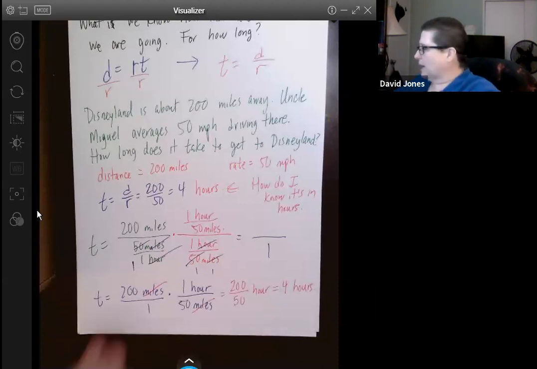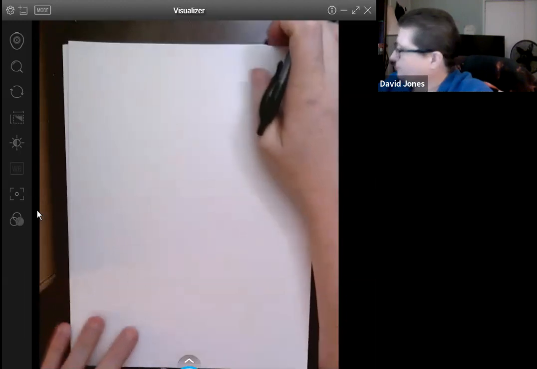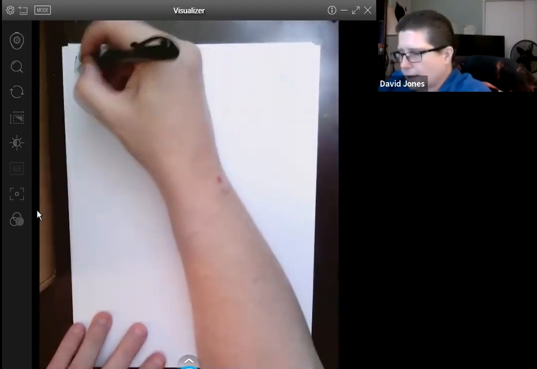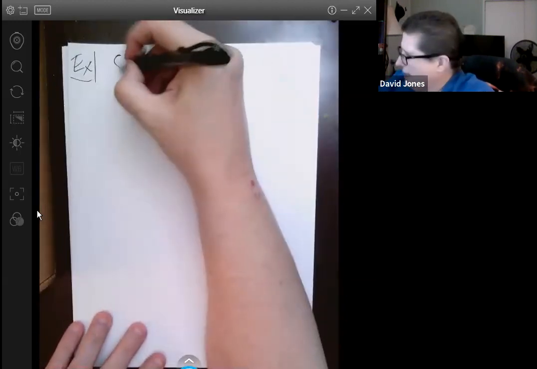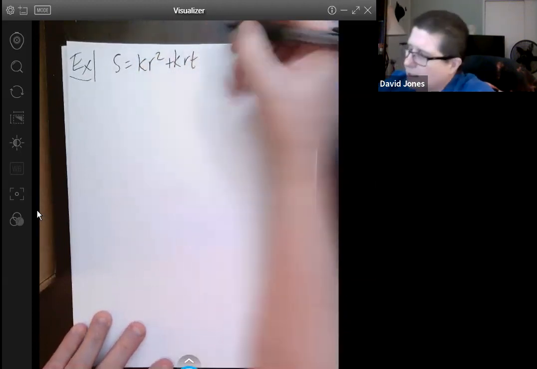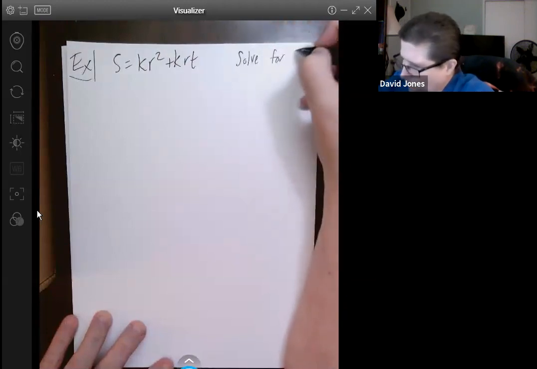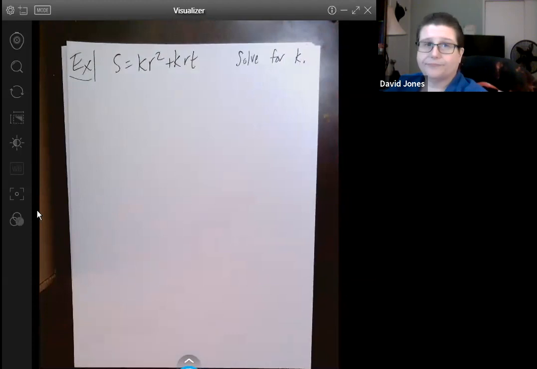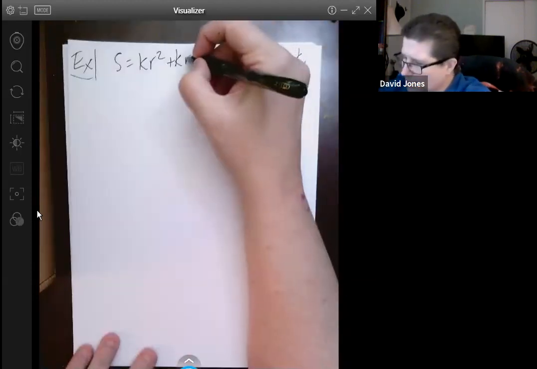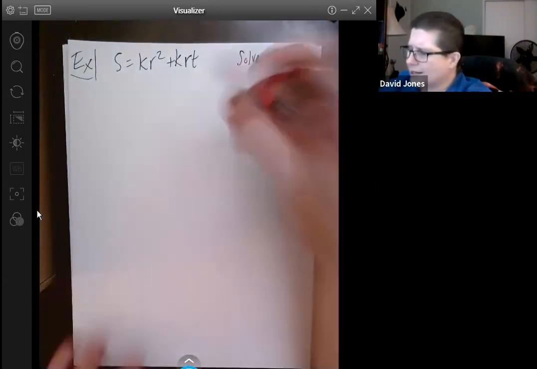It can be a little more complicated. Let me show you a little more complicated one. S equals KR squared plus KRT, and we'll solve for k. Now, this looks like it can be confusing. But what if r and t are numbers?